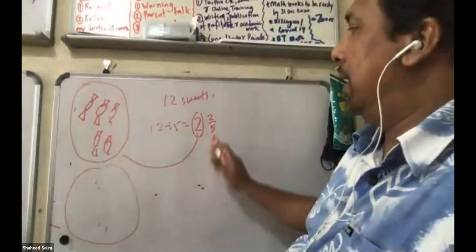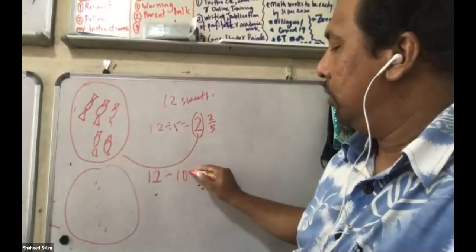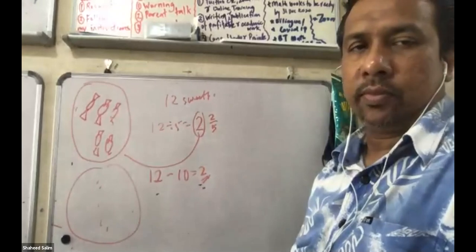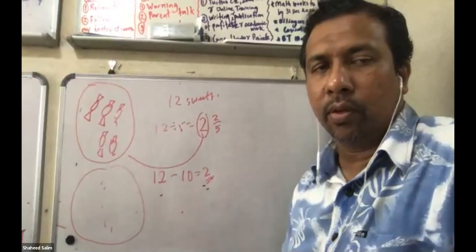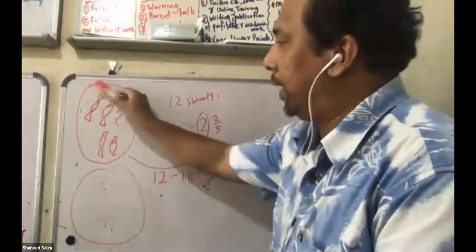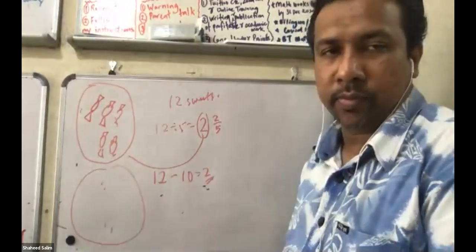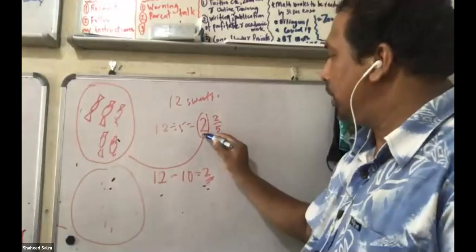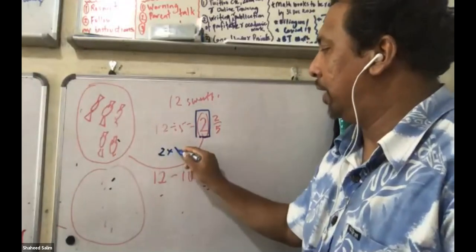Now you want to find the remainder. Take 12 sweets minus the number of sweets in the packets, which is 10. You get remainder 2. This one you understand or not? No. Okay. Where do I get the 10? Now, you understand that 1 packet got 5 sweets? So 2 packets got how many sweets? 10. So 1 packet is 5, 2 packets must be 2 times 5, 10.